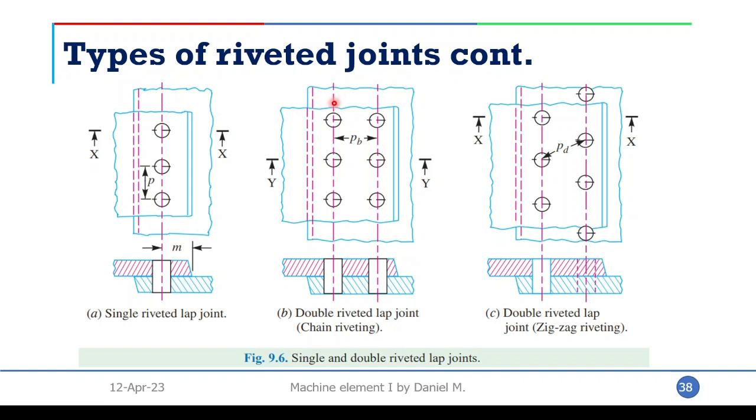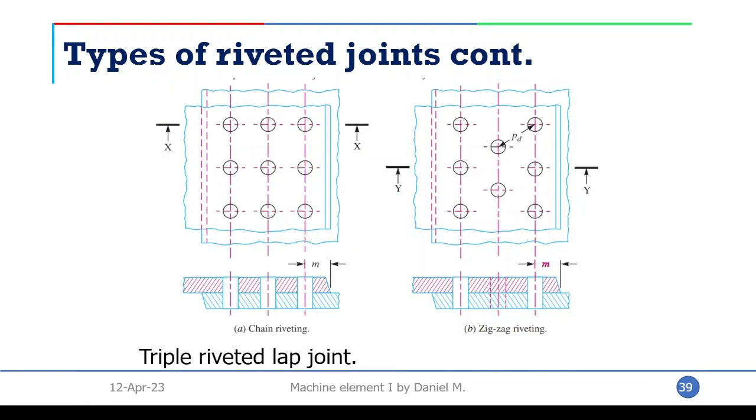Now in this case, we have two rows of rivets, one, two. The rows are placed at an appropriate distance from each other horizontally. In this case also, how many rivets can we see from the front view? One, two. We have two rows. That's why we call it a double riveted lap joint. And in this case, we have some zigzag pattern, right? So we can say double riveted lap joint or zigzag riveting. The situation is the same for triple riveting also. This one is triple riveting. This one is also a triple riveted lap joint.